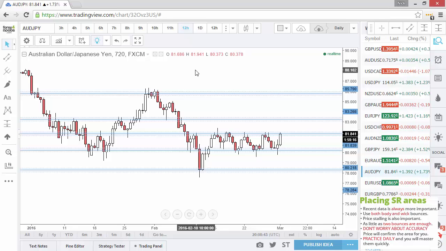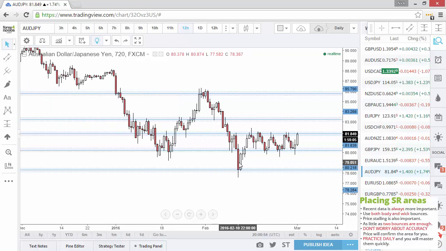TradingView doesn't link up to your broker. It's just a charting platform. It's pure charting. It has nothing to do with your actual broker, so you can't take trades from this platform. It's just charting.